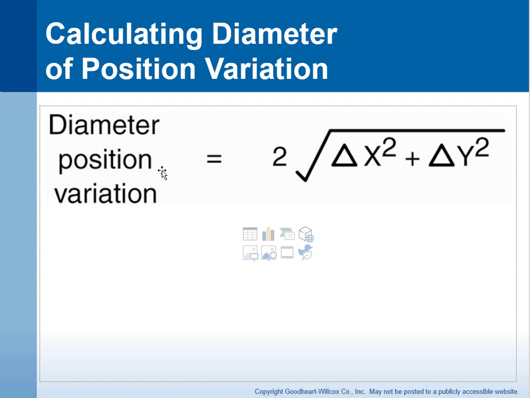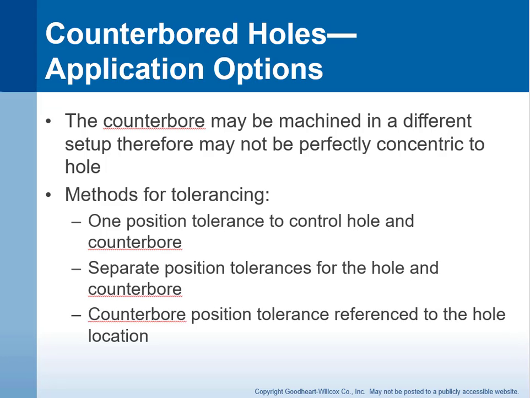So for our positional tolerance variation, we're going to calculate how far the hole is off relative to its true position. And then to find out what its diameter position variation is, we take that radius and essentially square it and then come up with the diameter position variation.